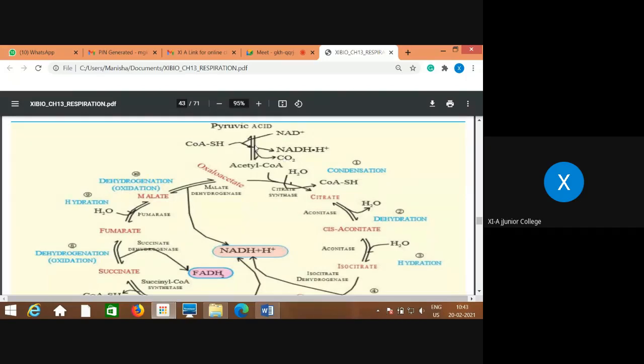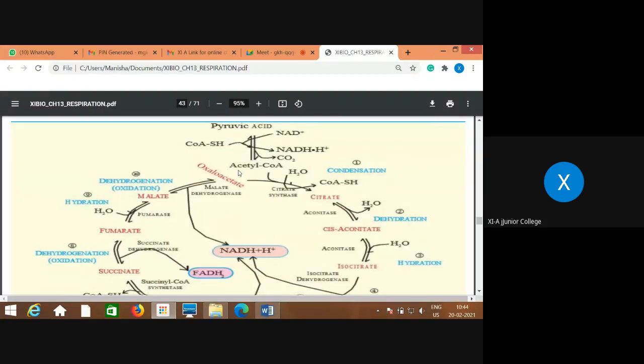Of CO2, it is released out, and the NAD which is present, the coenzymes, these are the two coenzymes, that is coenzyme A and NAD. This pyruvic acid reacts with this, and NAD gets reduced to NADH2, and when coenzyme A combines with pyruvic acid, acetyl coenzyme A is produced. This is the acetylation reaction, or the connecting link between glycolysis and Krebs cycle.